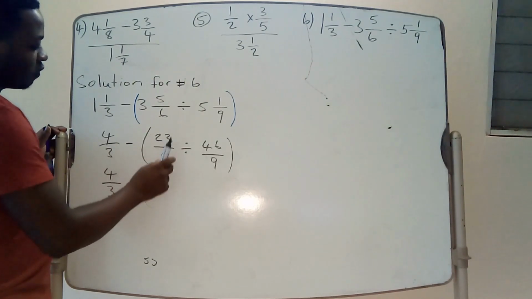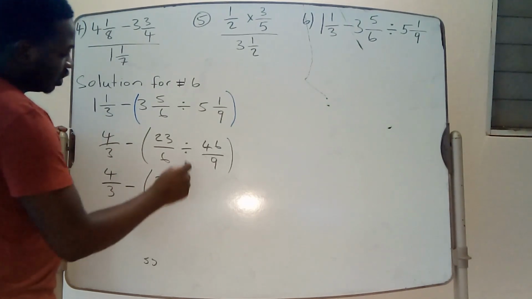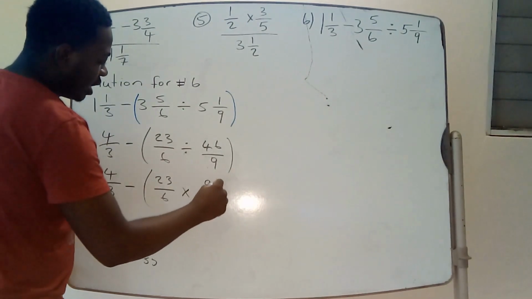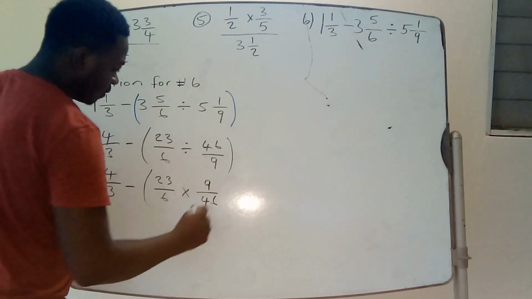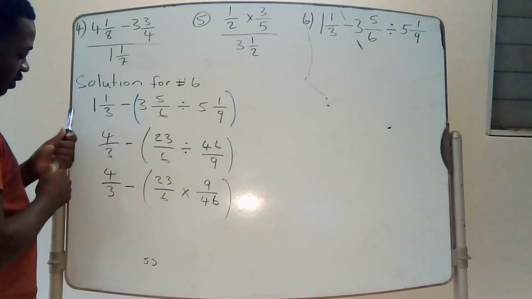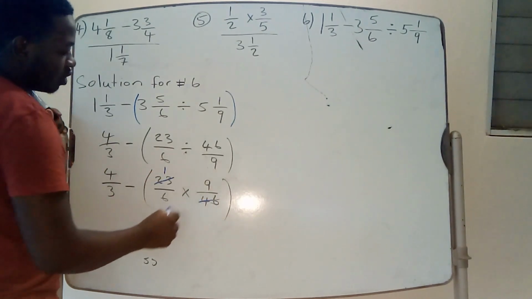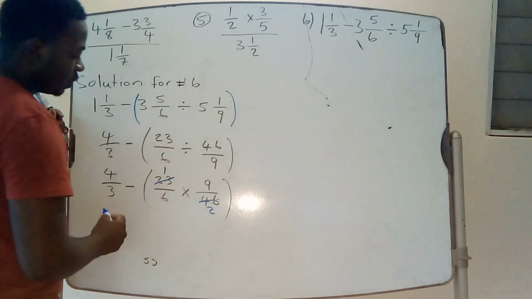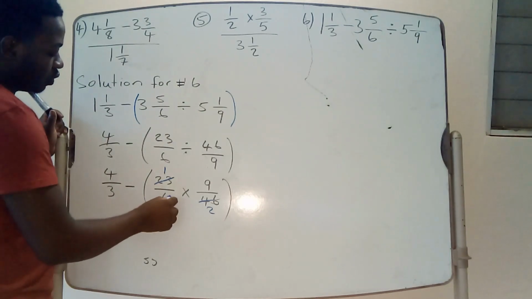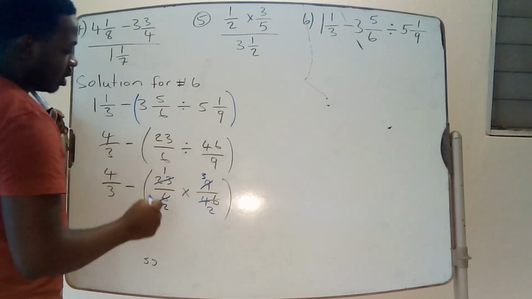So how do you divide two fractions? You keep the first fraction, so I'm going to keep the 23 over 6, change the division sign to multiplication, and invert the last fraction, so this becomes 9 over 46. Can anything be reduced? Yes. Note here, 23 can go into itself 1, and 23 can go into 46 2 times. Note you have 6 and you have 9. Both of them can be divided by 3. So 3 into 6, that's going to be 2, and 3 into 9, that's going to be 3.